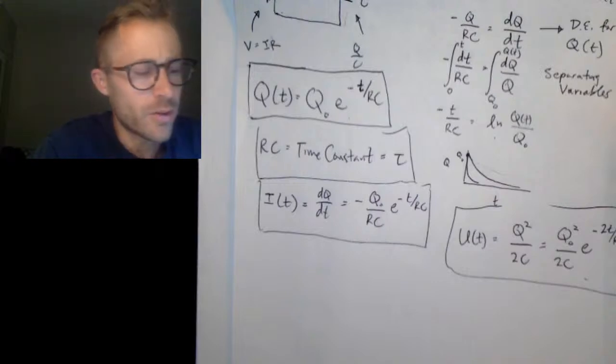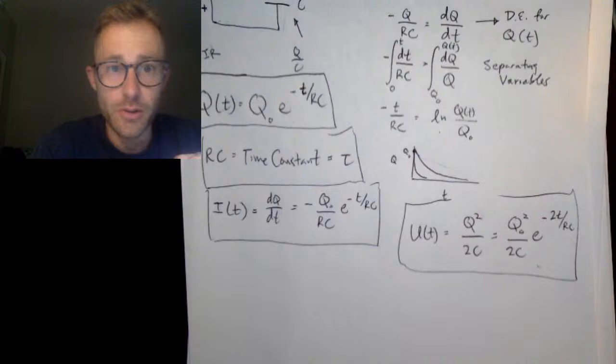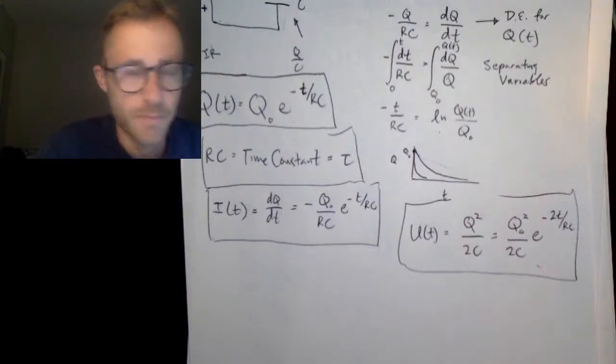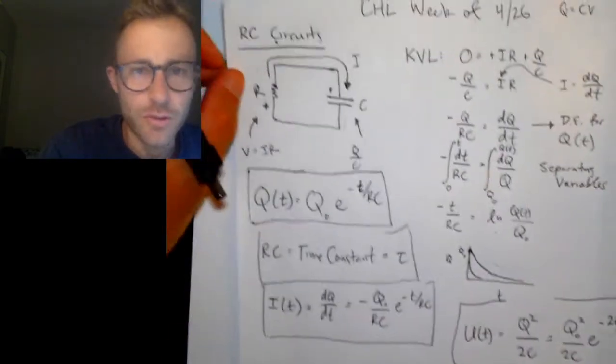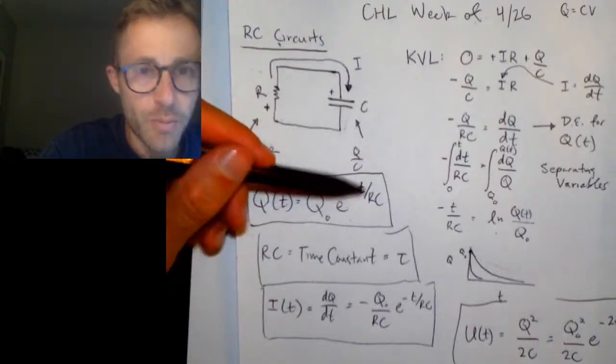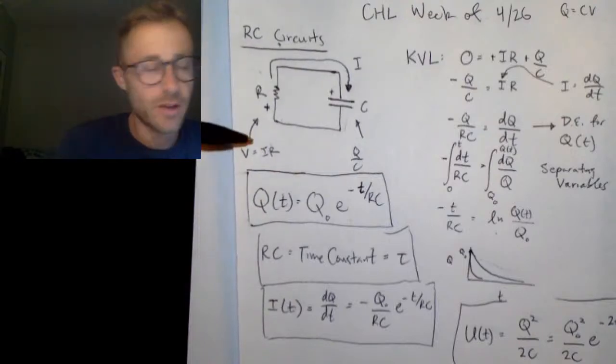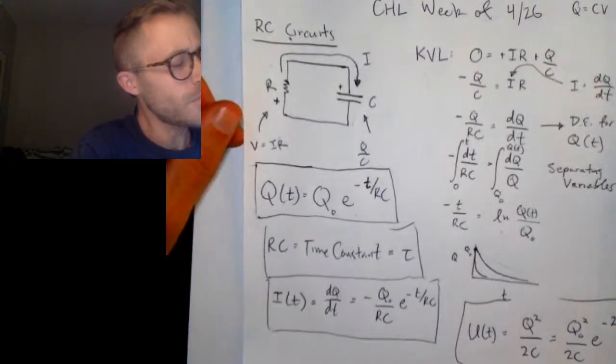So the energy stored in the capacitor obviously goes down as time goes on because the capacitor is discharging through the resistor. So like if this resistor were a light bulb, you would see the light bulb be very bright at first and then it would dim as time goes on. Okay.